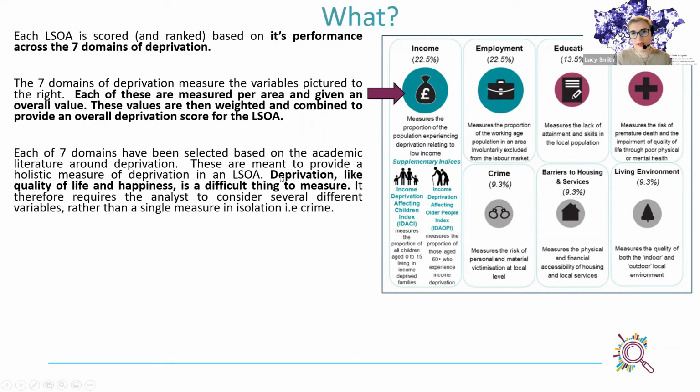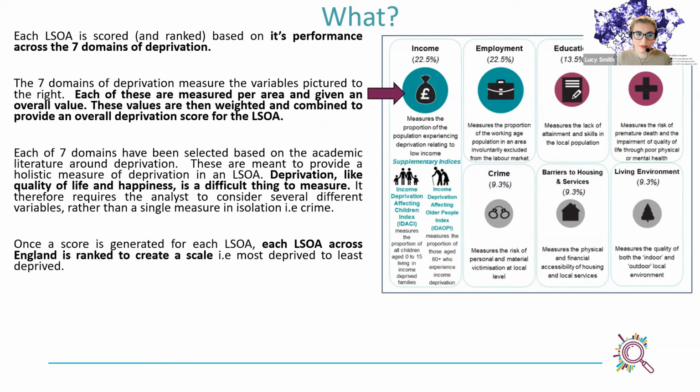But the main takeaway point from this really is that deprivation, like the quality of life or happiness, is a difficult thing to measure, and so requires more of a multivariate approach. And once the score is generated, each lower level super output area across England is ranked to create a scale. So from most deprived to least deprived, and that scale is what is known as the index of multiple deprivation.